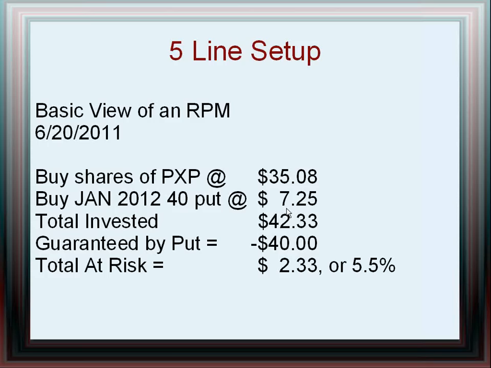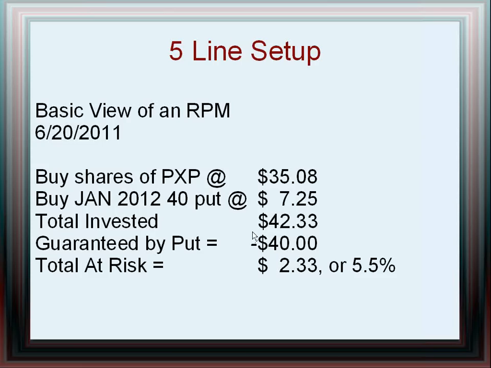This in-the-money put is essentially $4.92 in the money. So of this $7.25, $4.92 is intrinsic value, and the $2.33 that we're risking is the time value. So we're only risking the time value on the position.